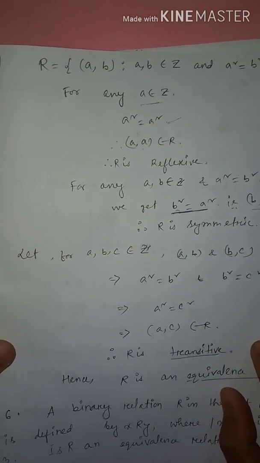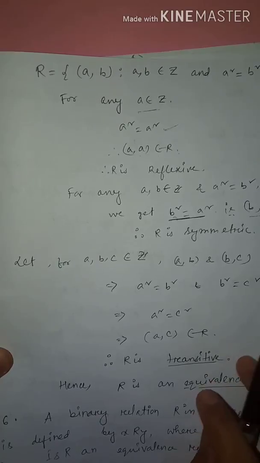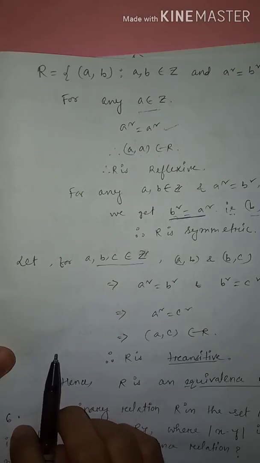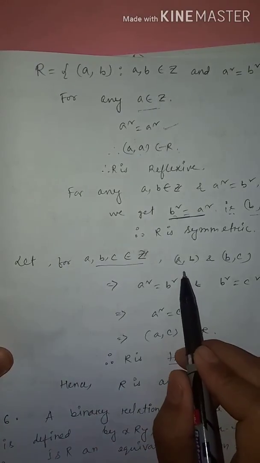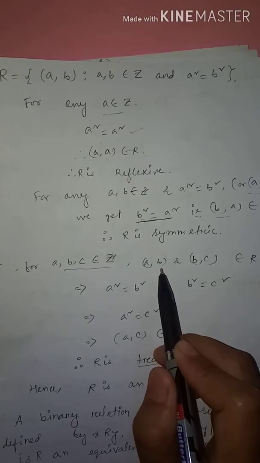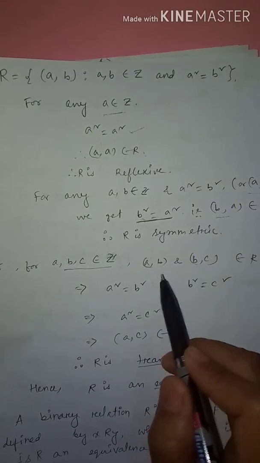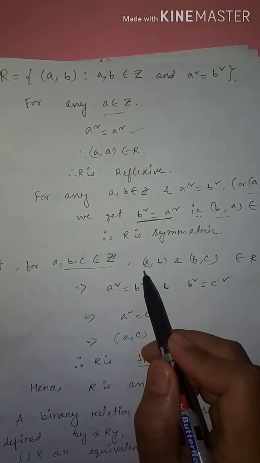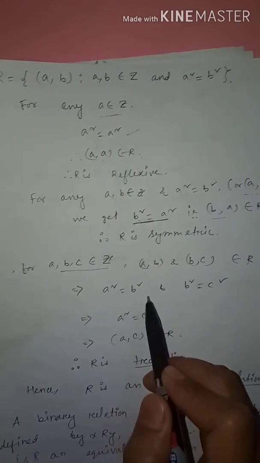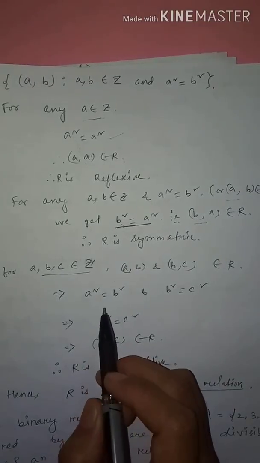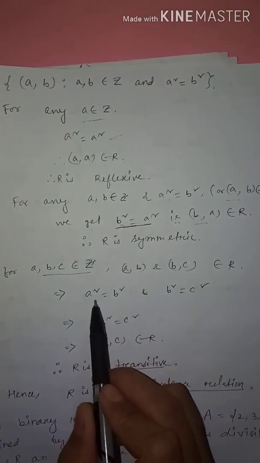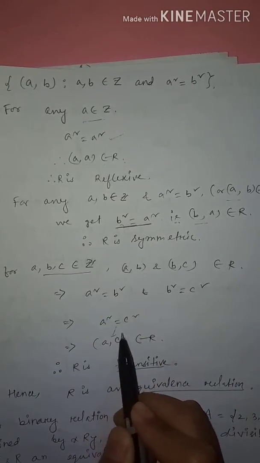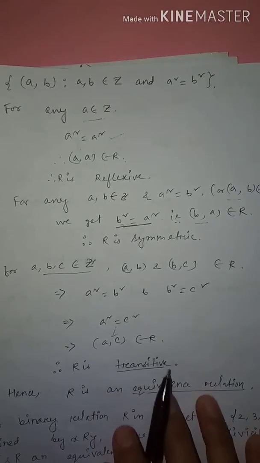Now, transitivity. Let a, b, and c belong to the set of integers, and suppose two ordered pairs (a, b) and (b, c) belong to R. These two ordered pairs belong to the relation R. Then according to the definition of the relation, a square equal to b square and b square equal to c square. Now combining these two, we get a square equal to c square. According to the definition, the ordered pair (a, c) belongs to R.